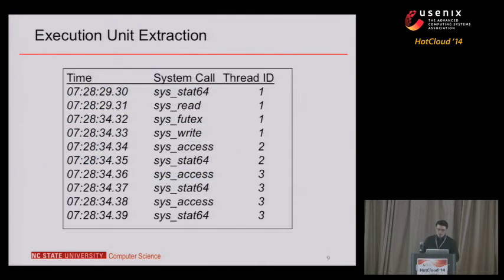So now let's talk about how we actually break these large traces down into execution units. Here's a simplified version of a system call trace. We can see there are 3 columns. We have a timestamp, a system call ID, and a thread ID. The first thing that we did was break these system calls down based on thread ID, with the rationale being that typically different threads are given different jobs in most applications. So it makes sense to segment things based on thread ID. We can see here that we segment this and we have 3 execution units.